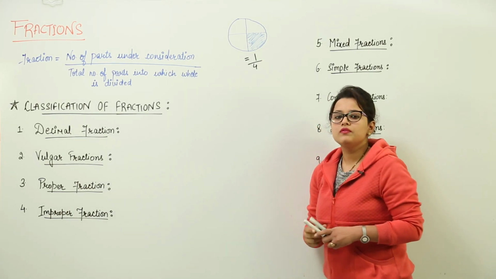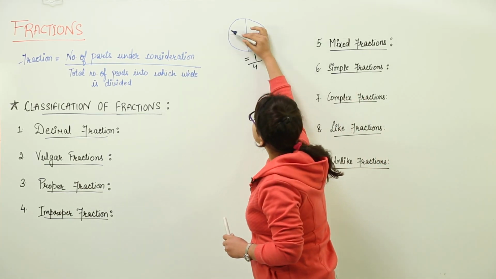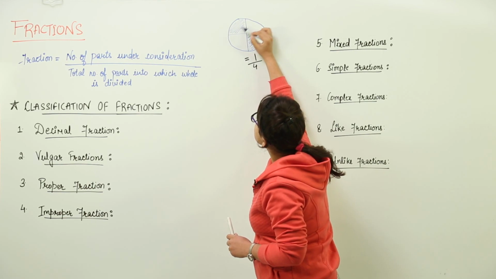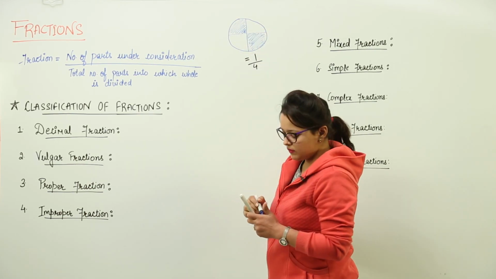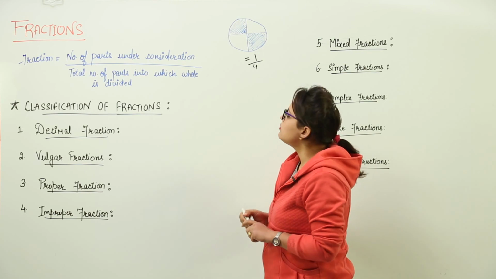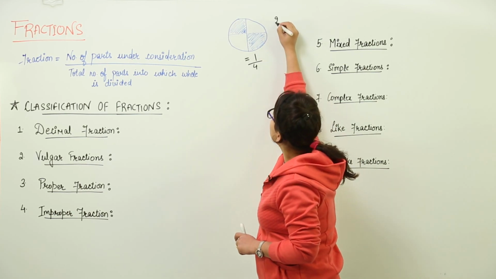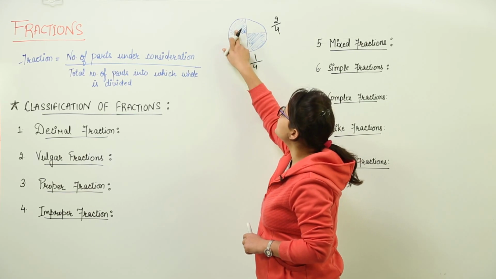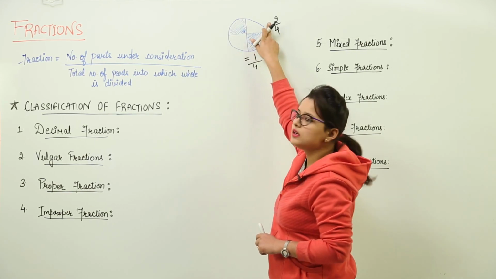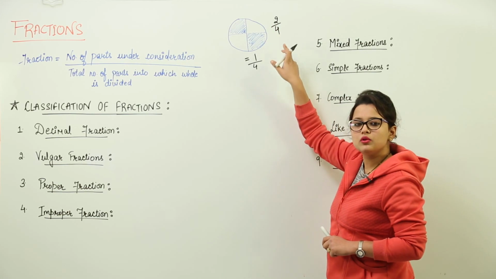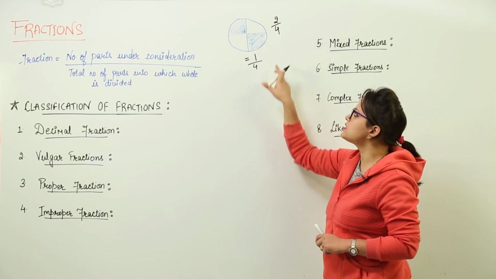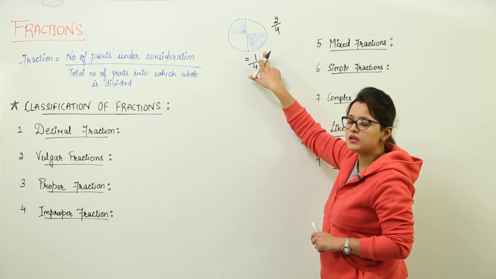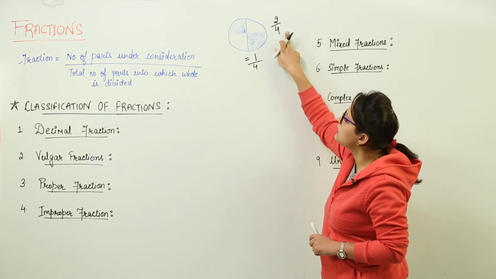Another thing, if I shade this portion also, then what will be my fraction for the shaded part now? It is going to be 2 upon 4. Why so? Because the number of parts under consideration is 2, and how many are the total parts into which this whole is divided? It is divided into 4 parts. So we write 2 upon 4.